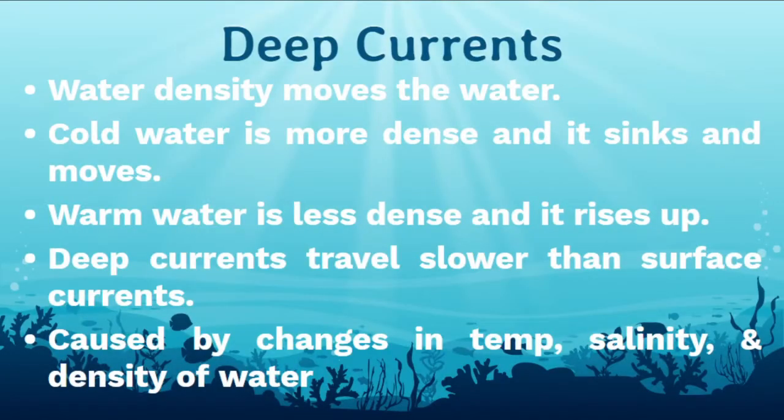Now, deep currents. This is the stuff that's deep in the water. Water density is one of those things that helps with deep currents. Temperature and salinity can change how water moves. We know that cold water is more dense, and it sinks and moves. Warm water is less dense, and so it rises up. So even within deep currents, you have this cycle of warm and cold water that is creating movement.